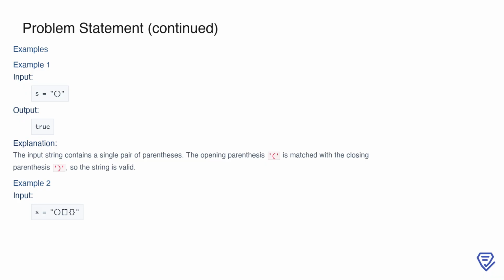In the first example, the input S is the string. Here, we have one opening parenthesis and one closing parenthesis. Since they form a valid pair, the result is true. In the second example, the input string is. This time, we have 3 pairs of parentheses, round brackets, square brackets, and curly braces. All of these pairs are correctly matched and appear in the right order, so the output is also true.